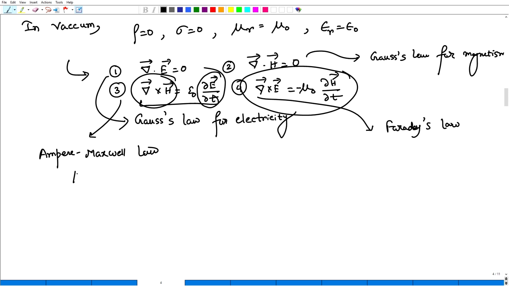So, first, let us take the curl of our equation 3. Okay. So, we can write it in this way.